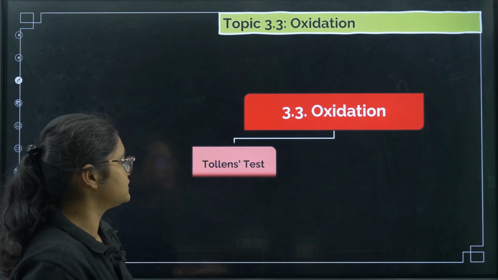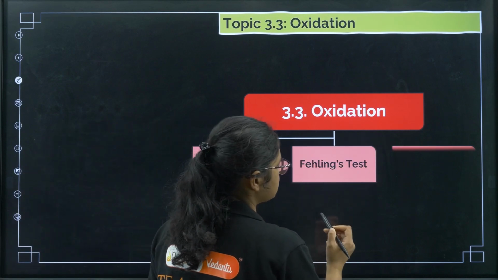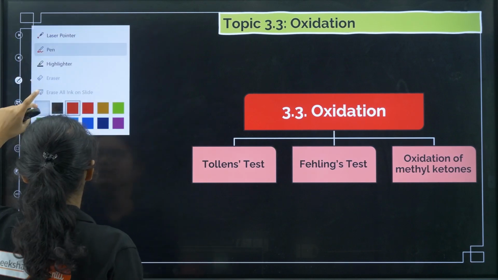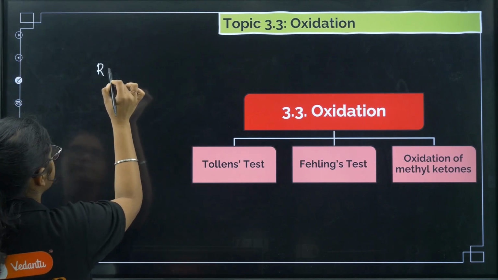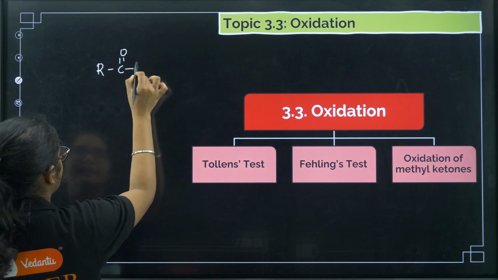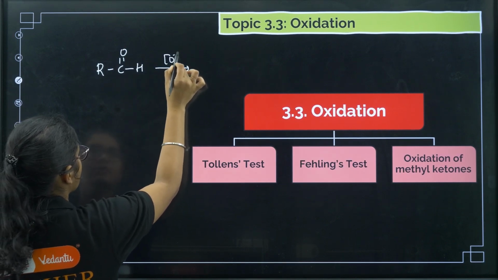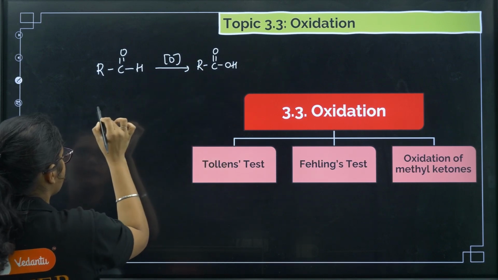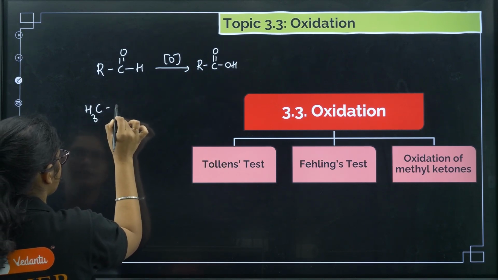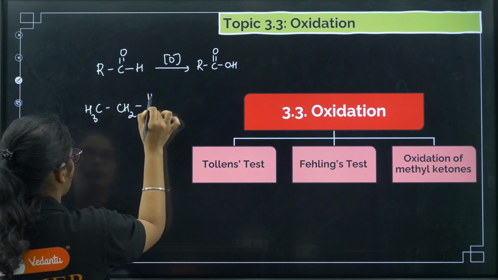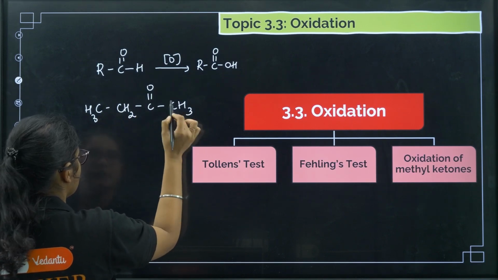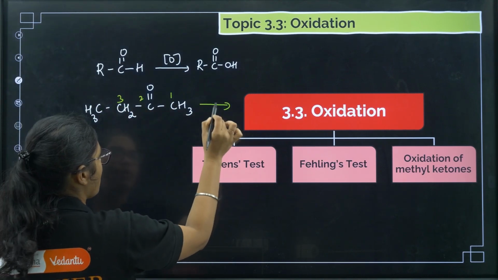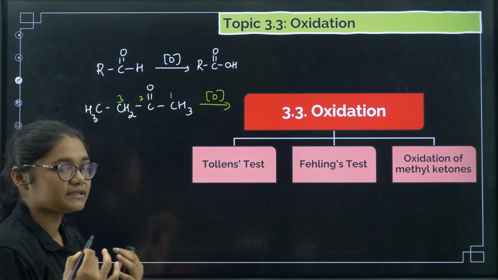Next reaction is oxidation. Under oxidation we have first Tollens test, Fehling's test and oxidation of methyl ketones. Here I want to tell one thing, that if you take any alcohols or aldehydes and oxidize them, we will get acid groups. Now if you take any ketone, for example CH3CH2C=O and then CH3, let me number this carbon 1, 2, 3. If I do oxidation here, you will get a mixture of products.